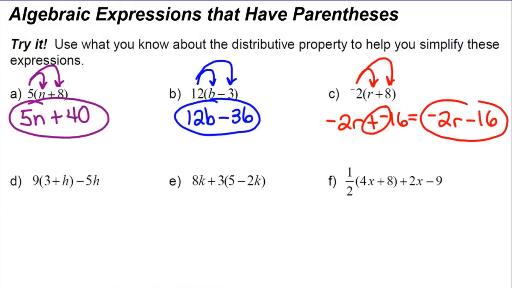And I'm going to say that's simplified because that is a simpler way to write it than negative 2r plus a negative 16. So whenever you have that double sign there, make sure you simplify that, whether it's minus a negative or plus a negative.